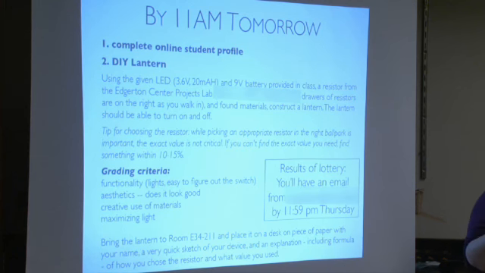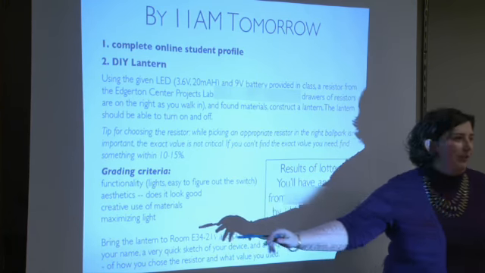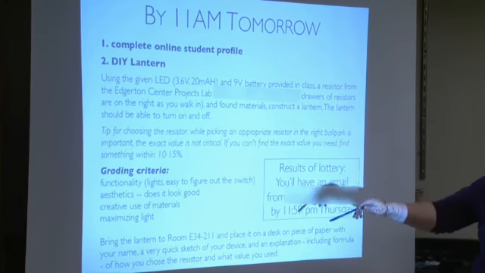So I'm hoping that you actually find stuff that's recycled, rather, and then maximizing light. Is it actually useful as a lantern? So those are the criteria.